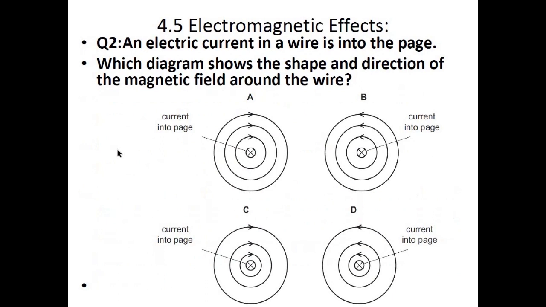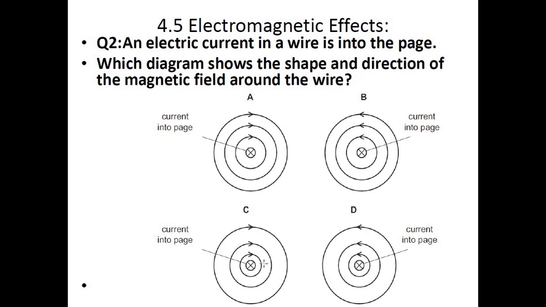An electric current in a wire is into the page, means it is going inside the page, from your side to inside the page. Which diagram shows the shape and direction of the magnetic field around the wire? If it is going inside the page, use the right hand thumb rule and place your thumb towards the screen, towards this image, and then curl your fingers. Then you would know that the fingers are curling in this direction, in the clockwise direction.